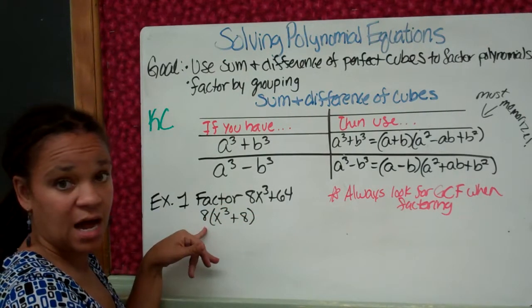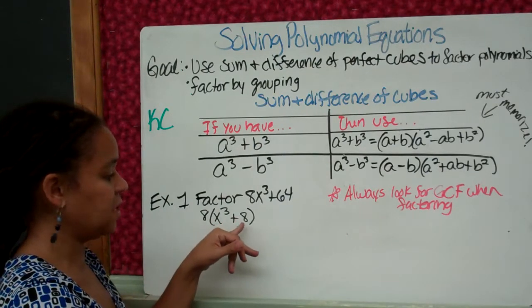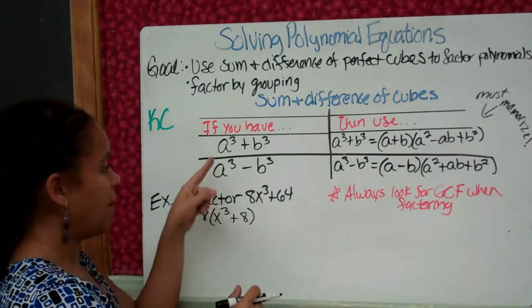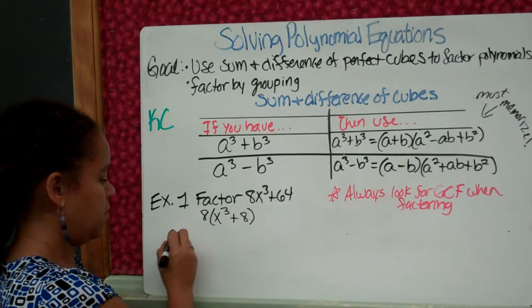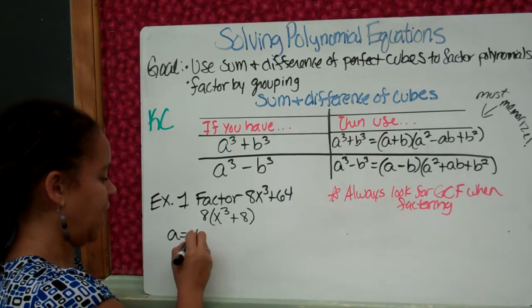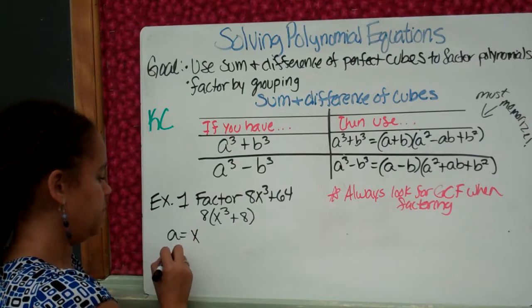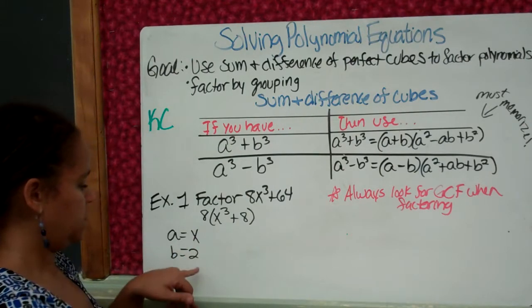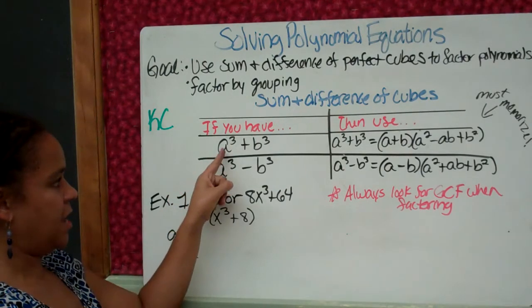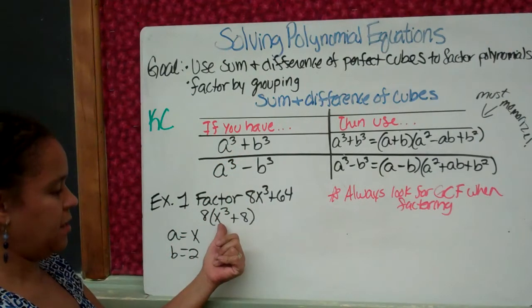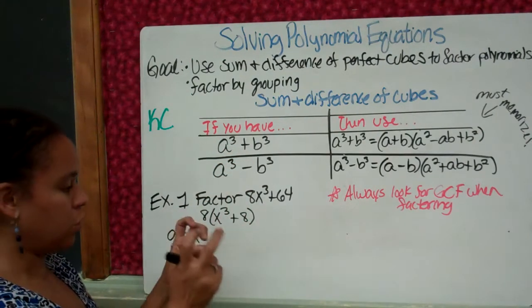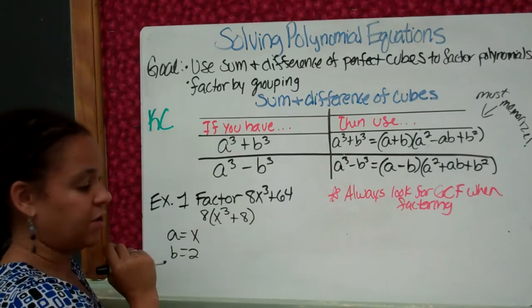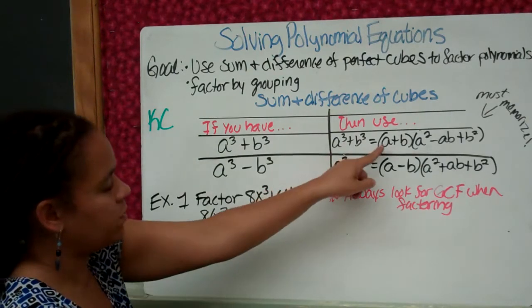Now I have an 8 outside, a perfect cube, plus another perfect cube. And so my a here would be the cube root of x cubed, which is x, and my b is 2. So I have a cubed plus b cubed, x cubed plus 2 cubed. And we just keep this 8 out here the whole time. So now let's follow what it says we should do.